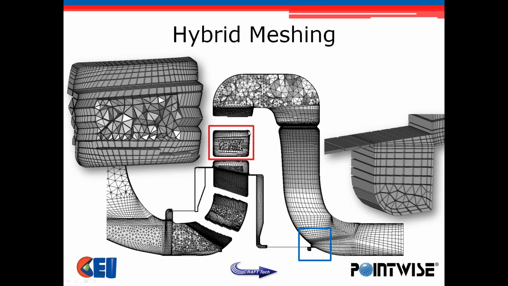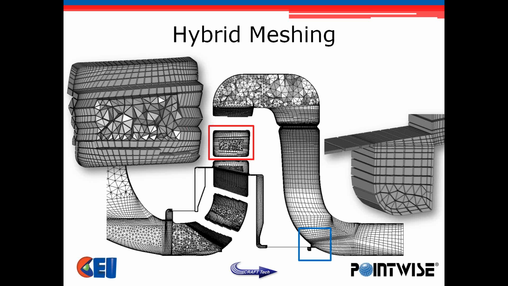Another interesting place to look is one of the diffuser passages. This is a true hybrid block, consisting of every element that Pointwise supports. We've got triangles on the surface extruding into prisms, quads on the surface extruding into hexes, a tet core, and then a pyramid interface. So really a truly hybrid block, utilizing a lot of the hybrid meshing techniques in Pointwise to generate this grid.